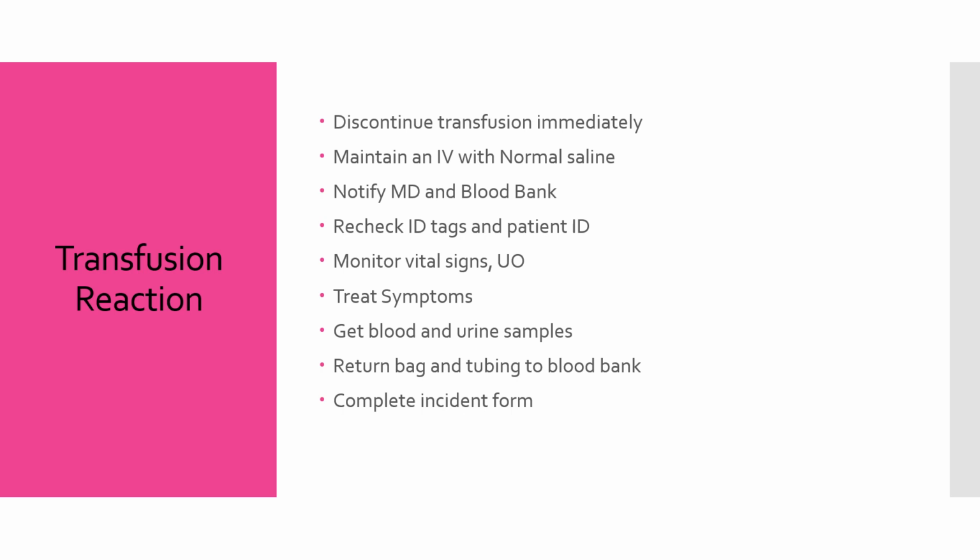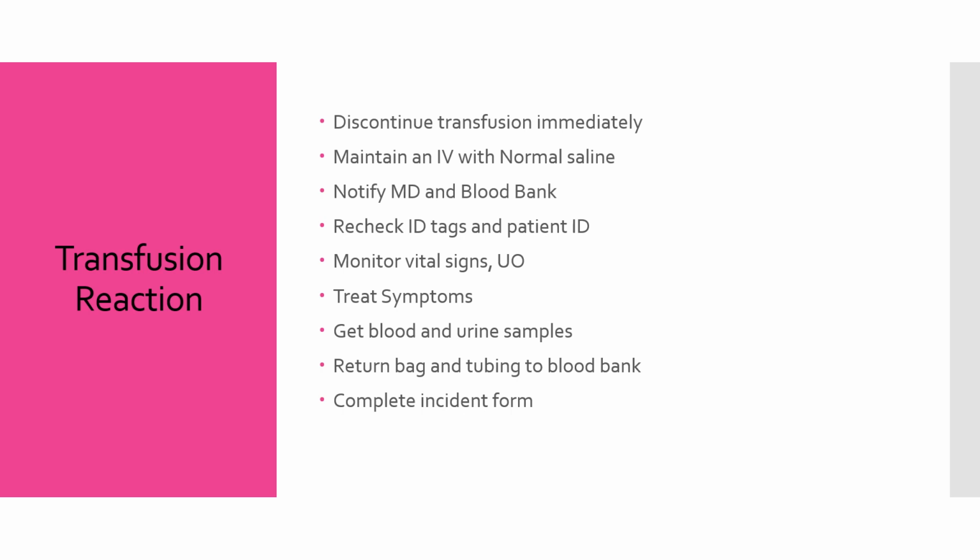They may start to develop chest pain or a spike of fever, or their blood pressure will drop, or their heart rate will go crazy. And so you want to stop the blood immediately. You want to get a different tubing and hang a saline to transfuse into that line. You're going to notify the provider and the blood bank right away. You're going to do double checks again, recheck the patient ID. You're going to monitor their vital signs and their urine output.